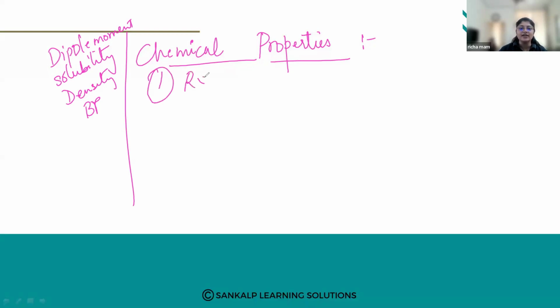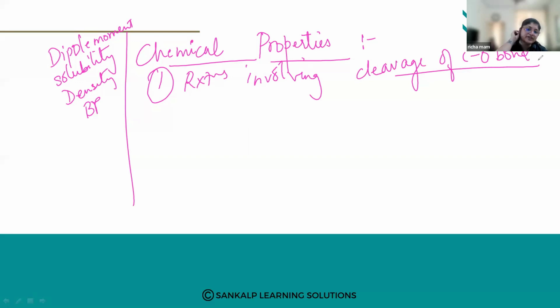So first is reactions involving cleavage of the C-O bond. Whenever you have cleavage, that is the breaking of a bond, taking place at the carbon oxygen bond, so the breaking of bond takes place at carbon oxygen. So it develops different compounds. Let us see how the reaction takes place.